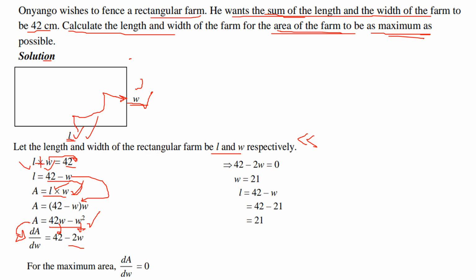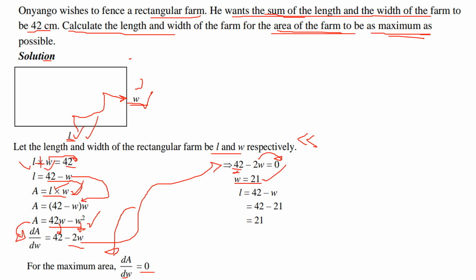And then we quote the condition for maximum and minimum items, and say that for area to be maximum, the first derivative with respect to W must be equal to 0. So we get this expression and then we equate it to 0. So here we shall take 2W this side so that we can make it the subject, and we divide by 2 so that we get 42 divided by 2, so that we can get our width to be 21.